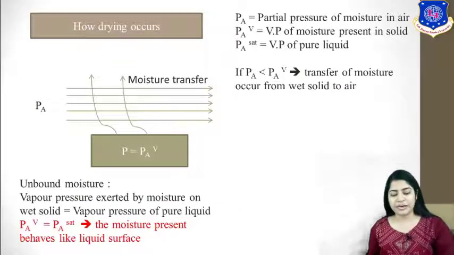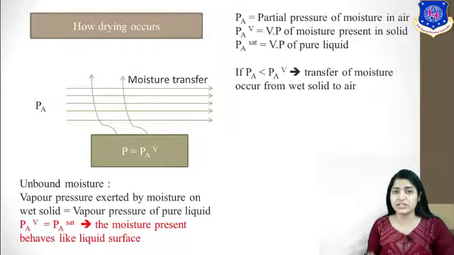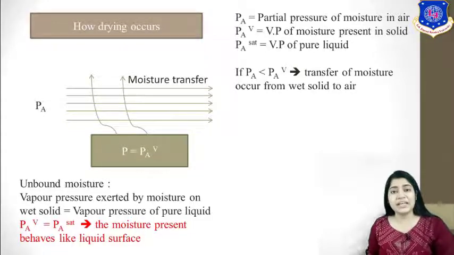Now, how does drying occur? Suppose, first of all let's have the nomenclature proper. Here PA is what? Partial pressure of moisture in the air. If I am not using dry gas, normal gas I am using, a little bit of water vapor is present in it. So PA is the partial pressure of your moisture in air. PAV is what? Vapor pressure of moisture present in the solid. Of course, the moisture which would be present in your wet solid would exert some amount of vapor pressure on the solid surface. Whereas PA satisfies what? Vapor pressure of your pure liquid.